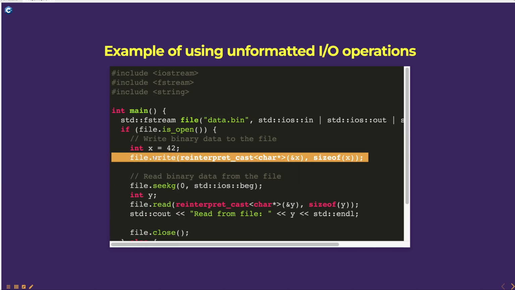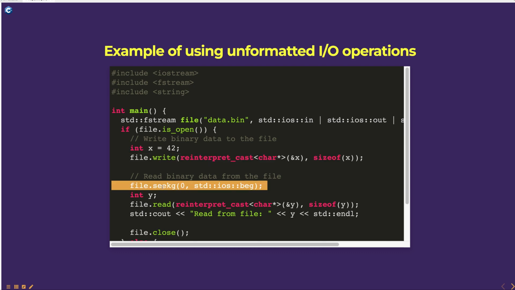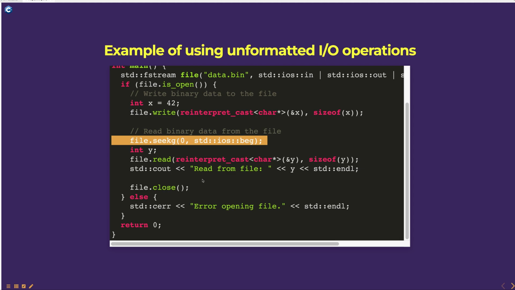The write method is used to write the integer x to the file. And the seekg method is used to set the file position to the beginning of the file.